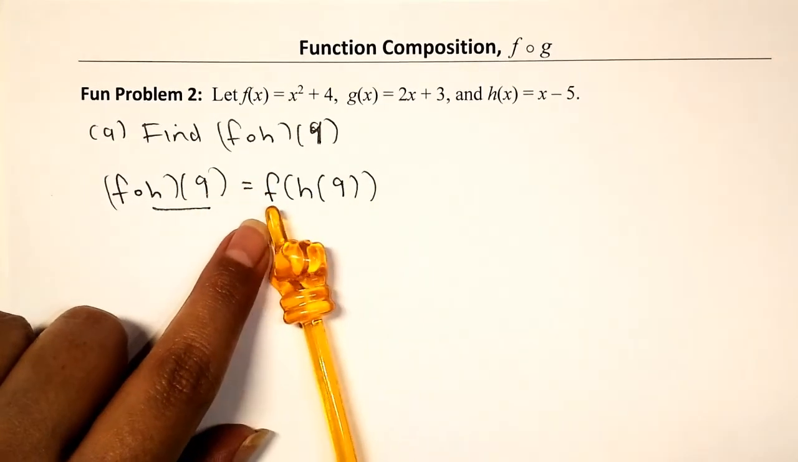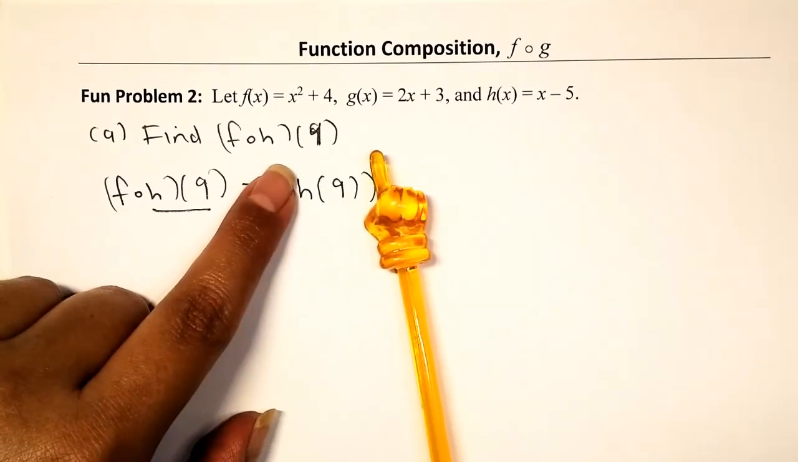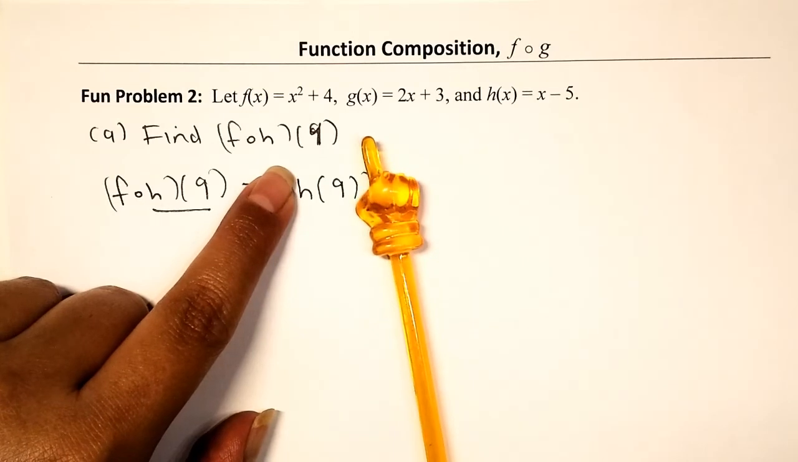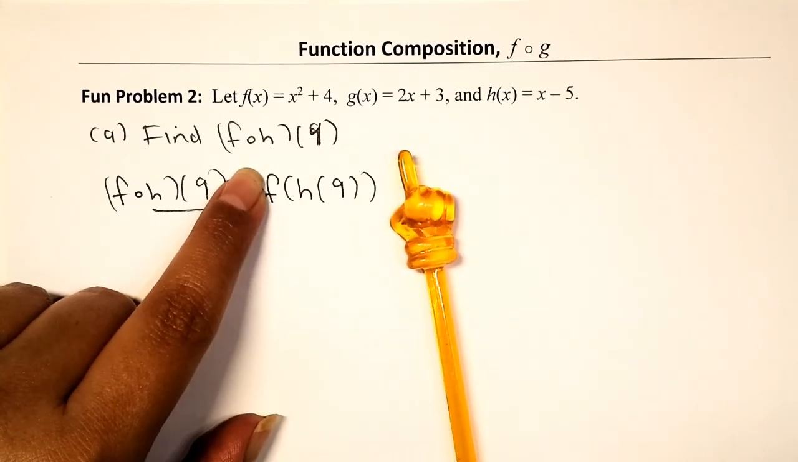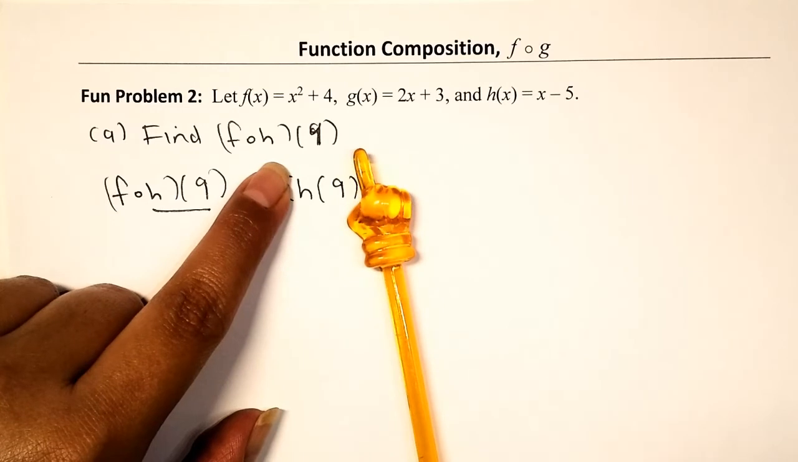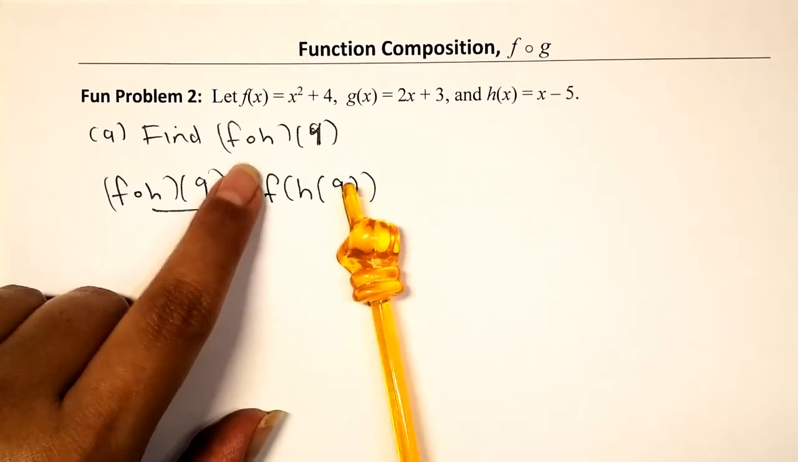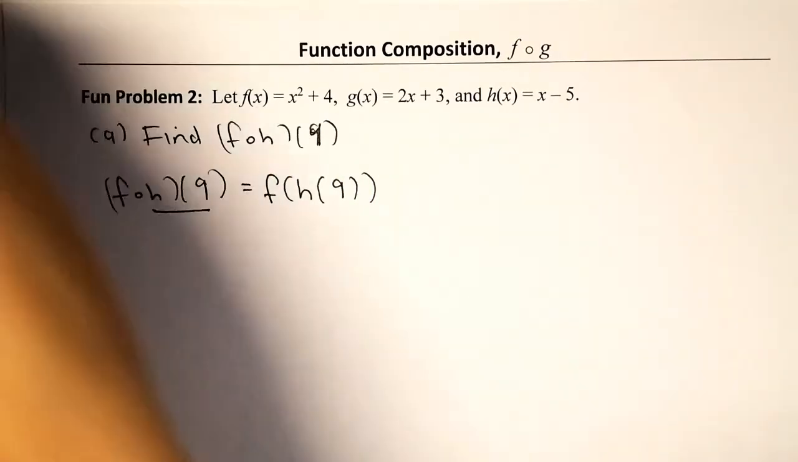Okay, so we want to find f of h of 9. So what are we gonna do? We want to find the inside in order for us to find the outside thereafter. So we want to find h of 9, whatever that is, then we'll find f of that. So let's go ahead, find h of 9.